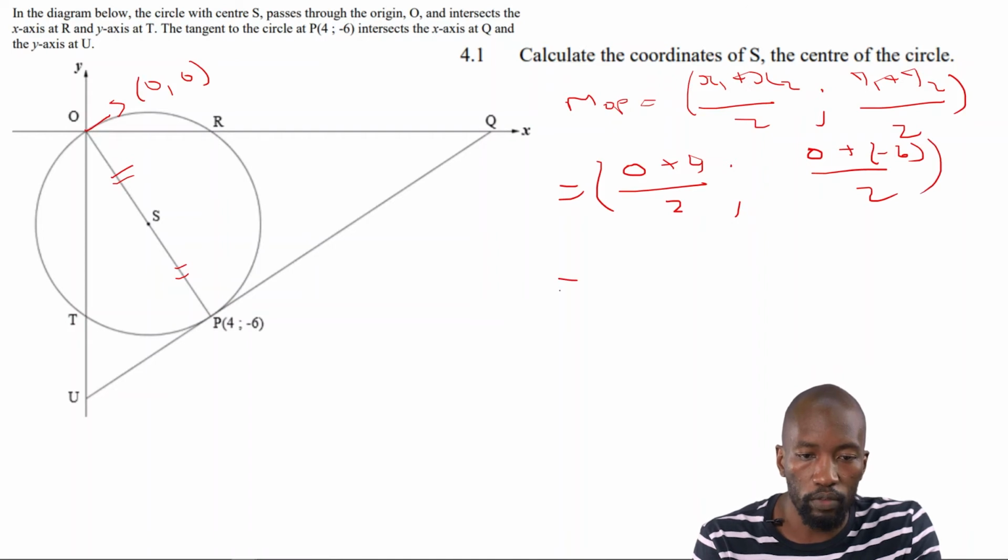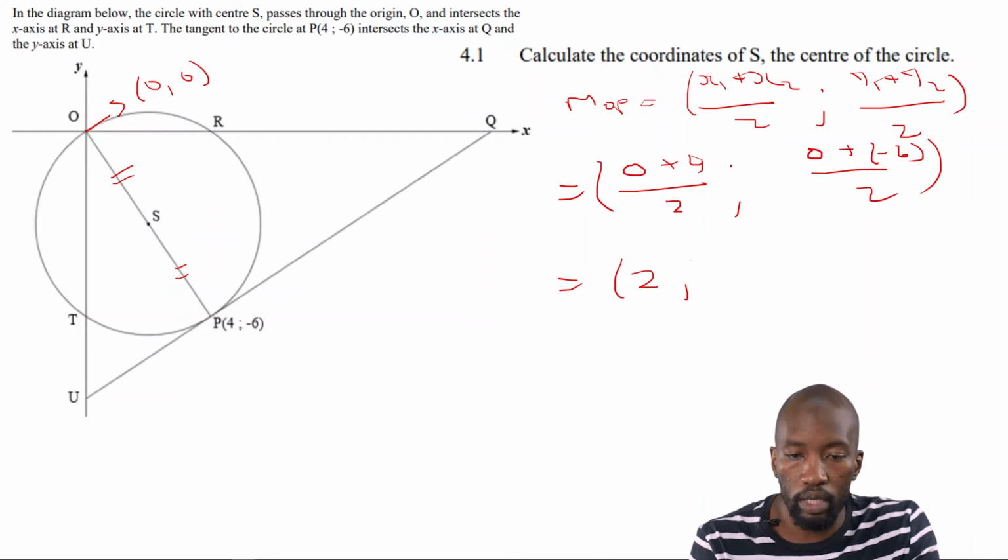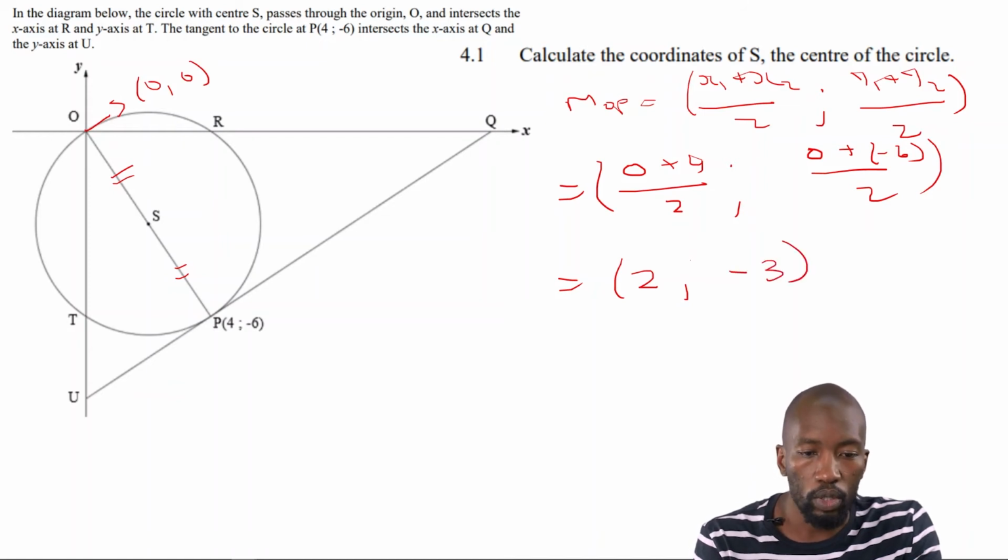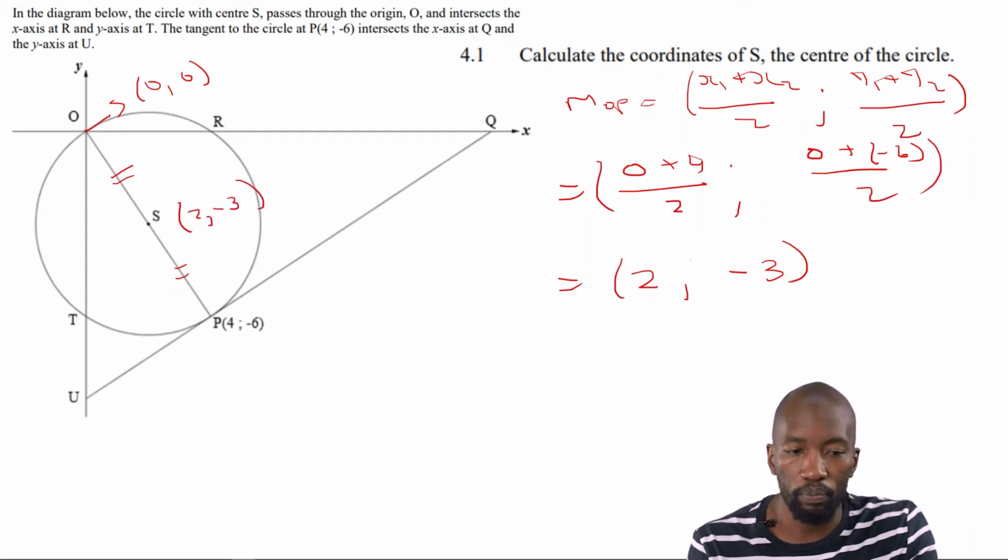Now let's quickly solve that. So 0 plus 4 is just going to be 4, then divide that by 2, you'll get 2 there. Then 0 minus 6 is just minus 6. Divide that by 2, that'll be minus 3. So the coordinates of S are (2, minus 3). Moving along.